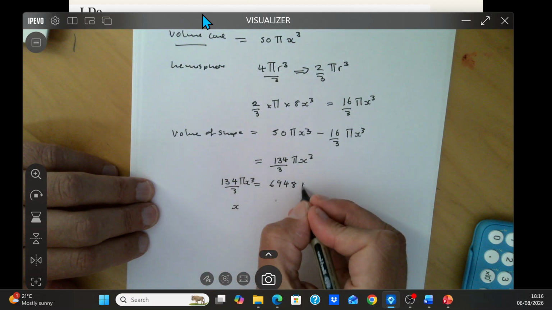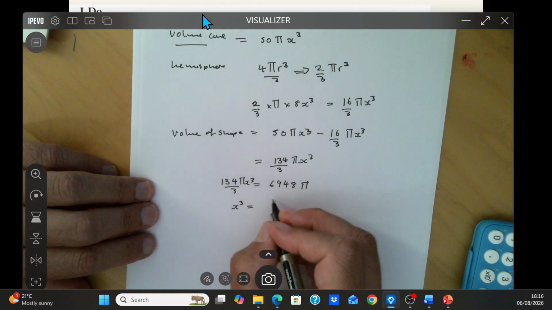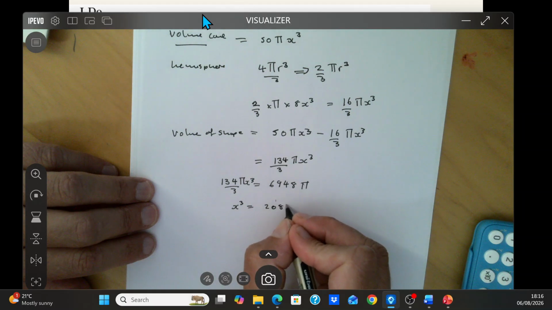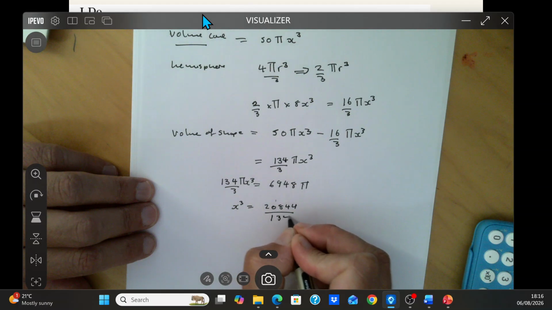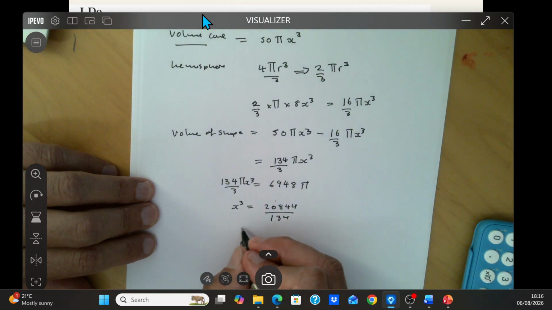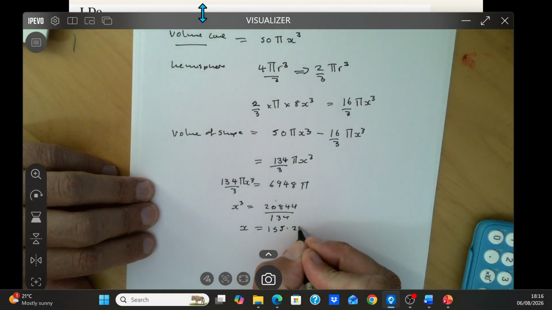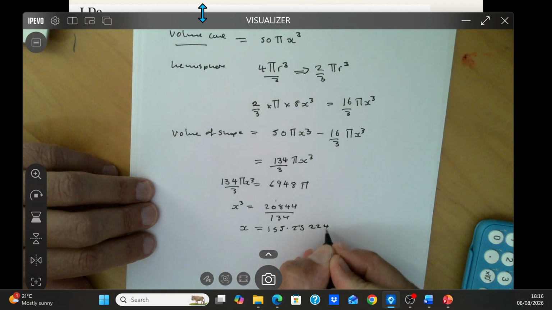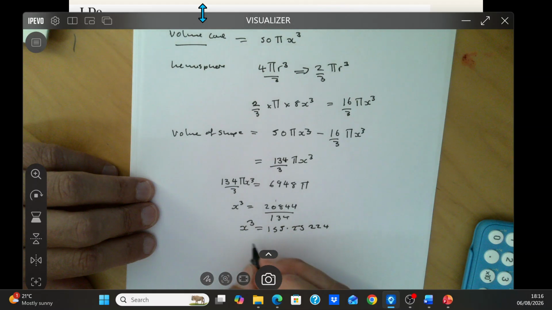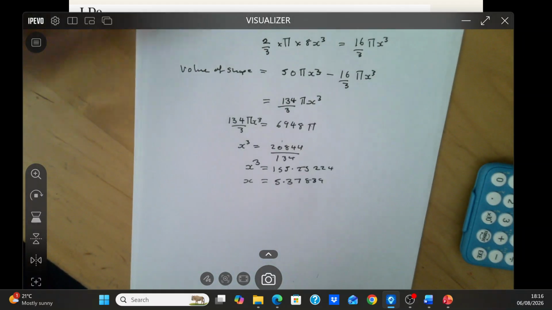So our pi's will cancel. So x cubed will equal 20844 divided by 134. Put that all into our calculator and cube root it, gives me 155.55224. So that's x cubed. So x equals 5.37839.